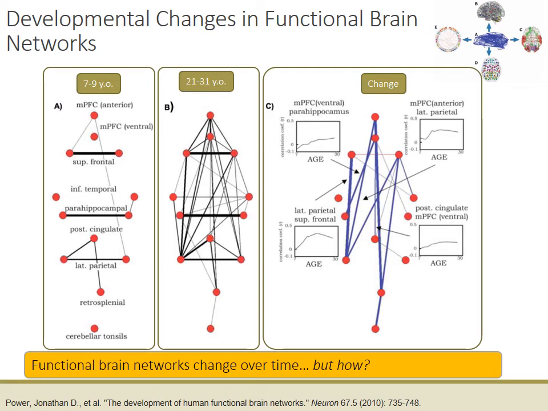And then they looked at the 21 to 31-year-old group, and there were more long range or more hub-like behaviors that would come from just development. These are statistically significant changes, and that's what's shown on the far left here. So the conclusion is functional brain networks change over time. But how? And how can we show this?